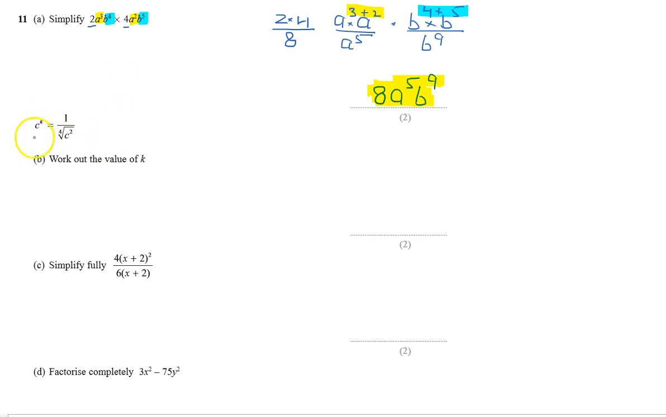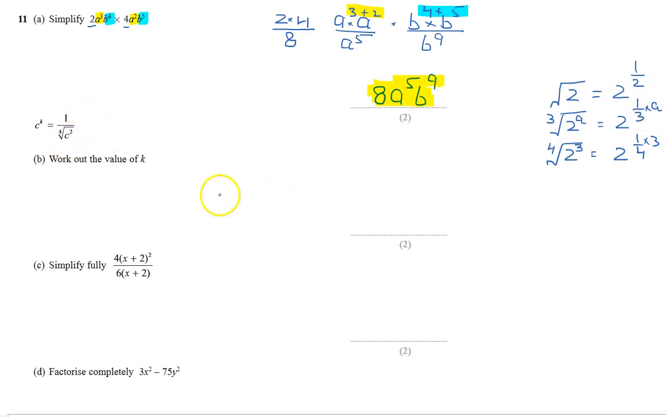Next question is c to the power k is equal to 1 over the 4th root of c squared. If we have a number, square root of 2, it means 2 is to the power half. If we have the cube root of 2, it means 2 is to the power 1 over 3. If we have the 4th root, it means 2 is to the power 1 over 4. If this 2 is having another power, say 3, this will be multiplied by 3. If 2 is having power a, this will be multiplied by a.